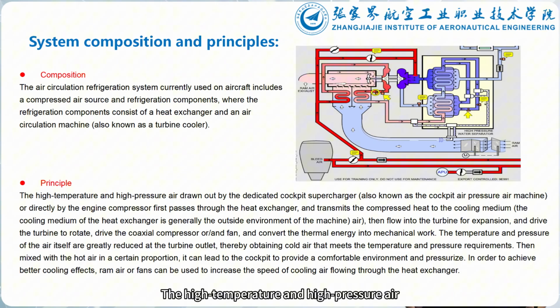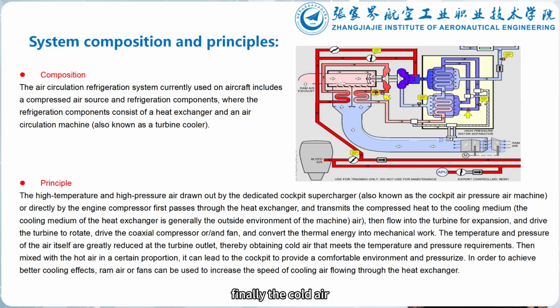The high temperature and high pressure air drawn from the special cockpit supercharger or directly from the engine compressor will first pass through the heat exchanger and transmit the compressed heat to the cooling medium, usually the outside environment air. Then it flows into the turbine for expansion, drives the turbine to rotate, and drives the coaxial compressor and fan, converting the thermal energy into mechanical work, greatly reducing the temperature and pressure of the air at the turbine outlet, and obtaining cold air that meets the requirements.